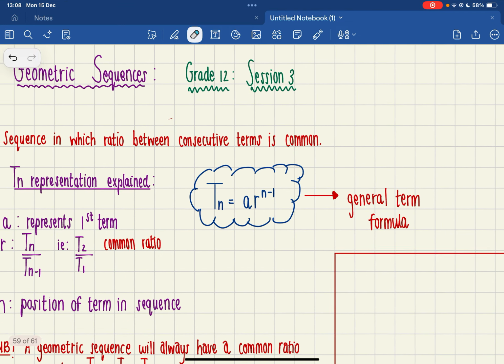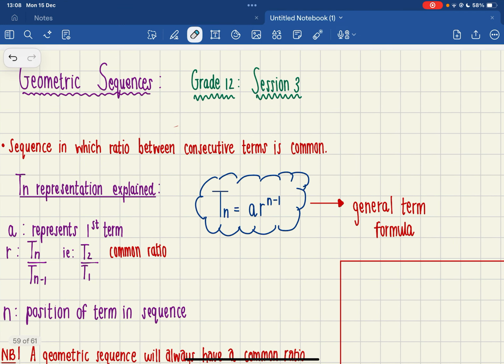A geometric sequence is a sequence in which the ratio between consecutive terms is common. Now, boys and girls, a ratio, if you remember, is written as 1 is to 2, and this 1 is to 2 can be rewritten as 1 over 2, which is a half. Very important that we remember that.